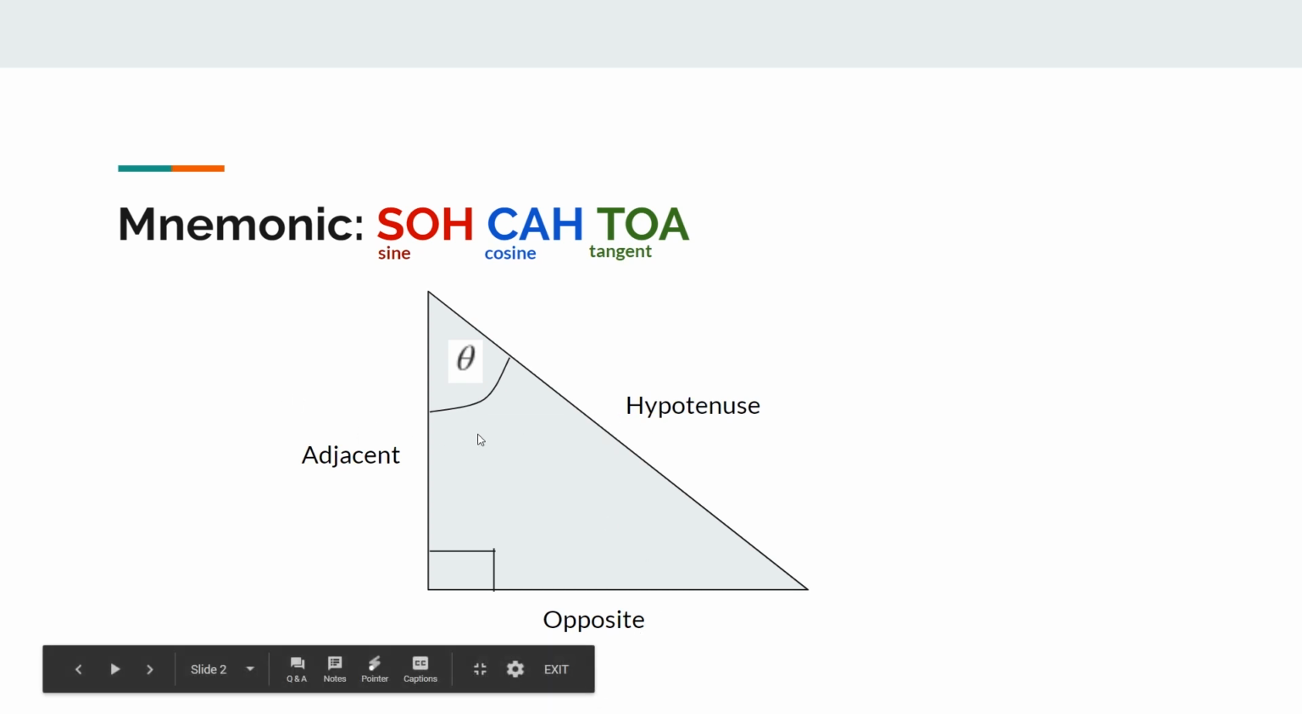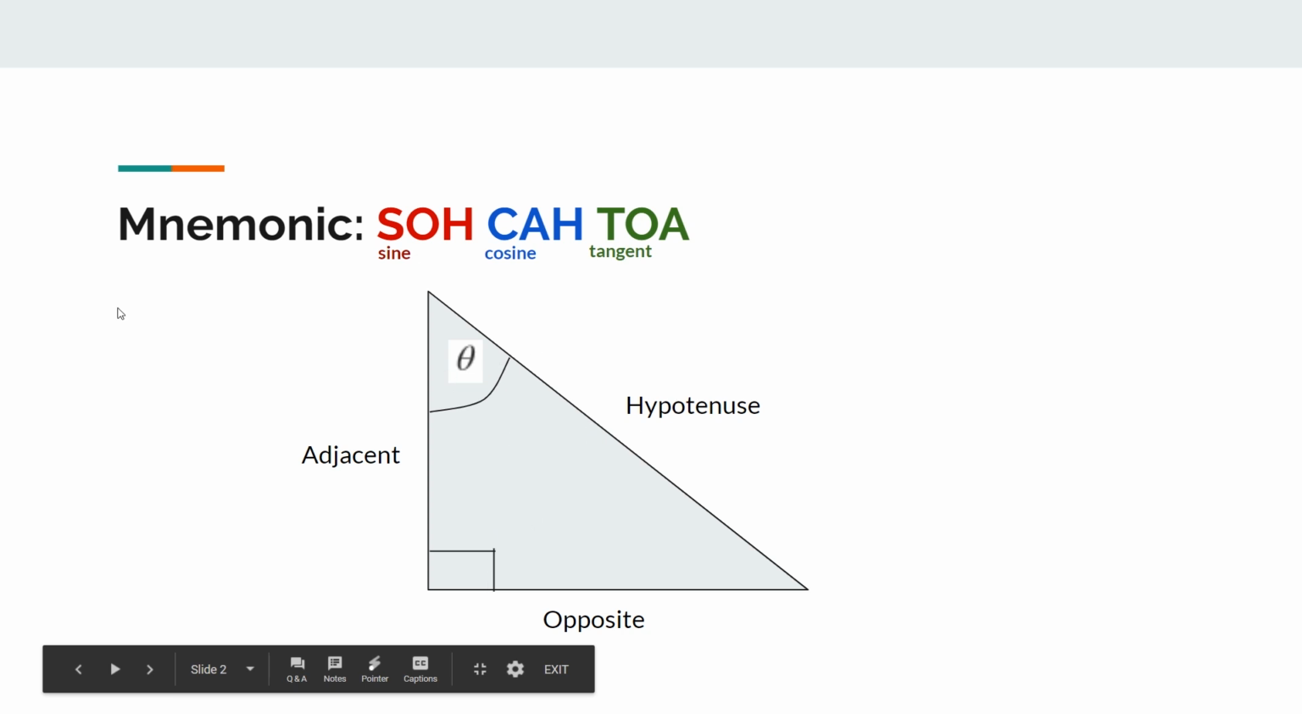I would also like to note that these sides aren't always fixed, meaning if theta were to be right here in this angle, this side would become opposite and this side would become adjacent. And hypotenuse will always be hypotenuse because it will always be across from the 90-degree angle.